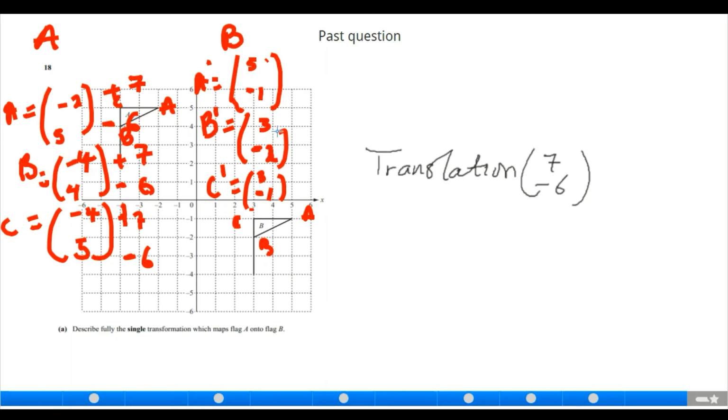Now for B, -4 plus 7 will give us 3 for B prime, and 4 minus 6 will give us -2. Then -4 plus 7 will give us 3 for C prime. Then 5 minus 6 will give us -1 for C prime. So we can now say that the translation vector for this given transformation is what? 7, -6. And that gives us the solution to the question.